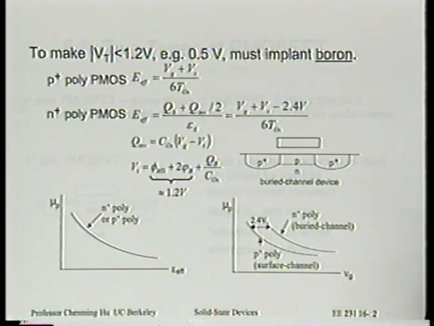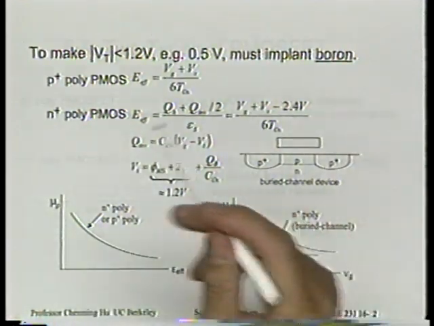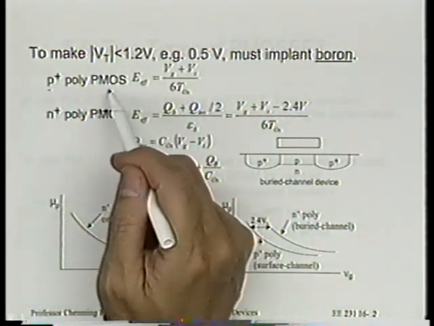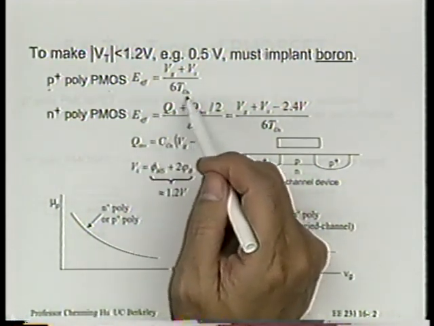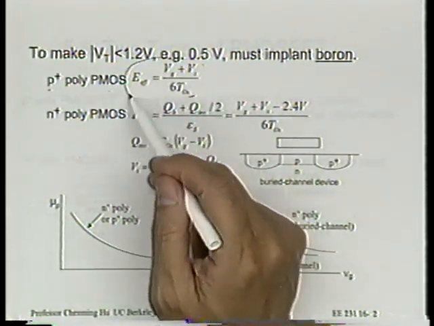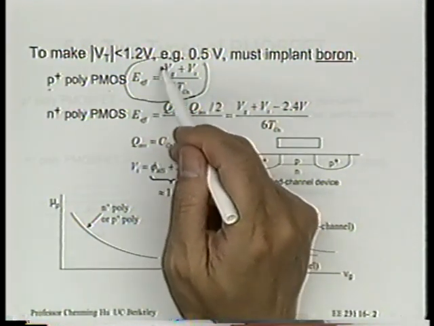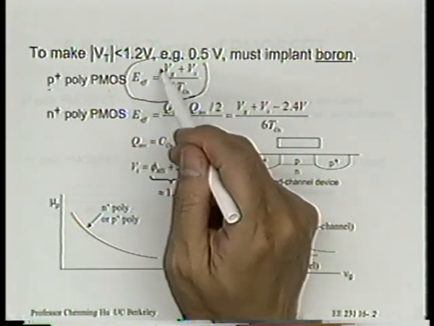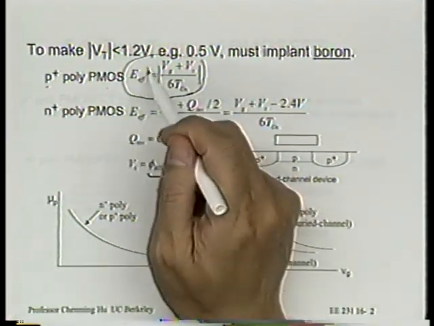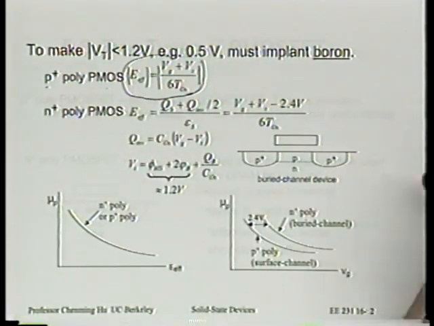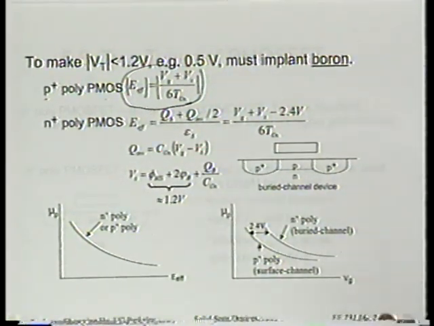All right. Now, as far as the mobility model is concerned, if we're talking about p plus poly PMOS, the duality with the n plus poly NMOS tells us the E effective is still equal to this. All right? And probably it's better, although it probably does not make a difference, to add absolute value signs, because we're not worried about signs. We can certainly figure out what signs we're dealing with, all right?